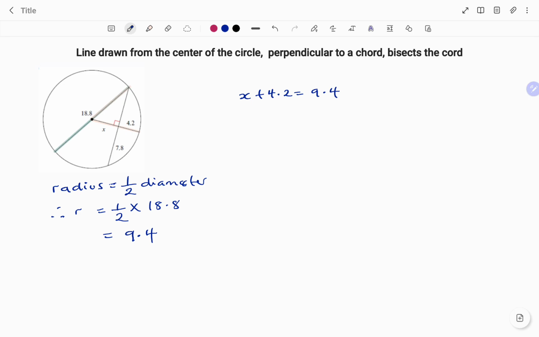So if the radius is 9.4, I have x plus 4.2 equals the radius, which is 9.4. Using the balance method, I'm going to subtract 4.2 from both sides. Therefore, my x equals 5.2. And the check is, if x is 5.2, 5.2 plus 4.2 will give me the radius, which is 9.4. Let's look at other examples.